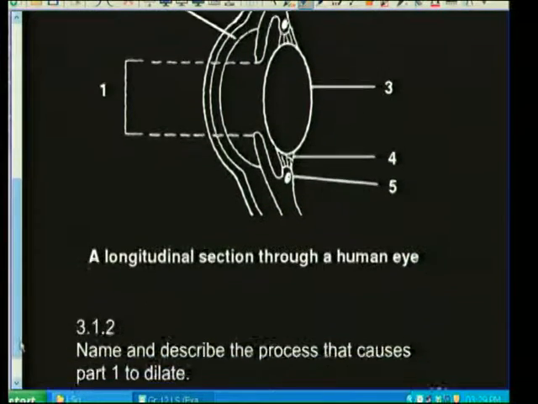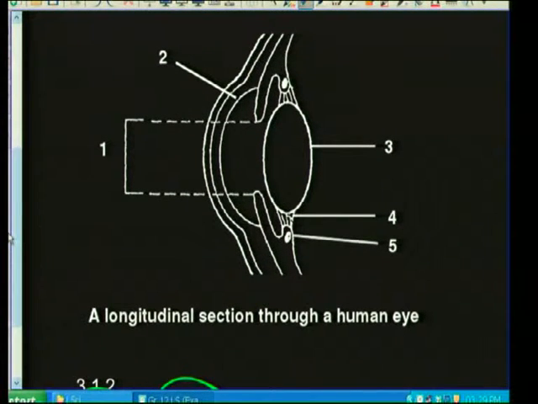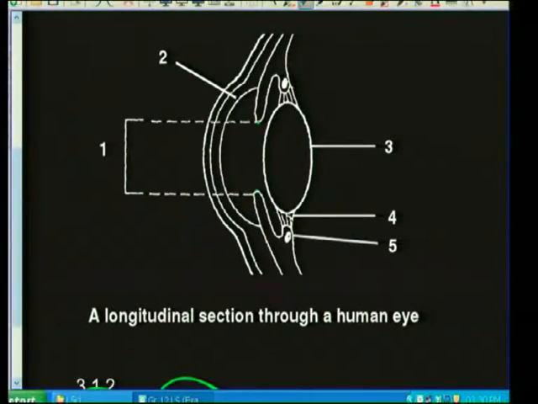Next one, study the diagram. We carry on with the same thing there. Name and describe the process that causes part 1 to dilate. This is part 1, this gap between that structure there and that structure there, this area here. I must tell you, one year when we were marking, pupils were asked to draw the front end of the eye. And when they drew this structure here, the guy drew something to this effect, and he called this the pupil. He drew a stick diagram of a pupil, and he said that that's the pupil.